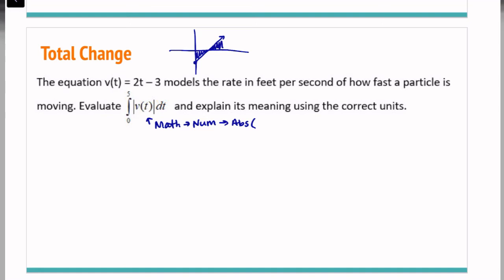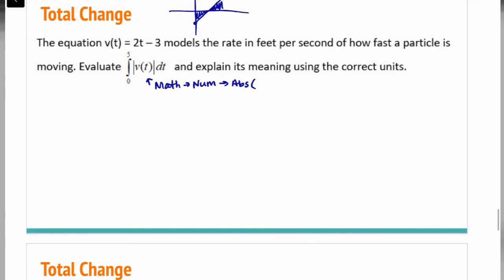I'm going to get the integral from 0 to 5 of the absolute value of v of t dt. So the total distance that it's moved from 0 to 5 is going to be 14.49999. Sometimes the calculator does weird things and tries to be super accurate. We're going to say this is about 14.5.